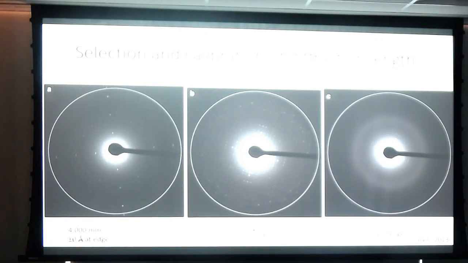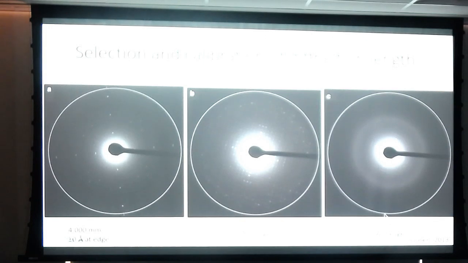In this case, the 3,000 millimeter camera length, this is kind of more optimal. At the edge of it is 3 angstrom data, so if you want to collect up to 3 angstrom resolution, you would want to use at least this. And then in C, this is even less magnified. At the edge of it is only 1.5 angstroms.